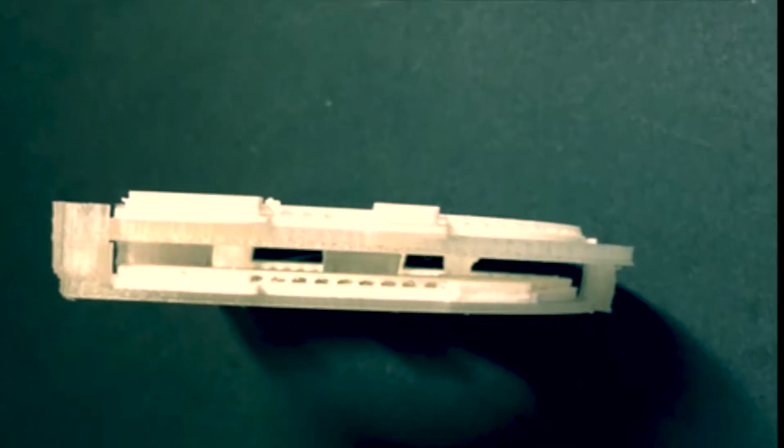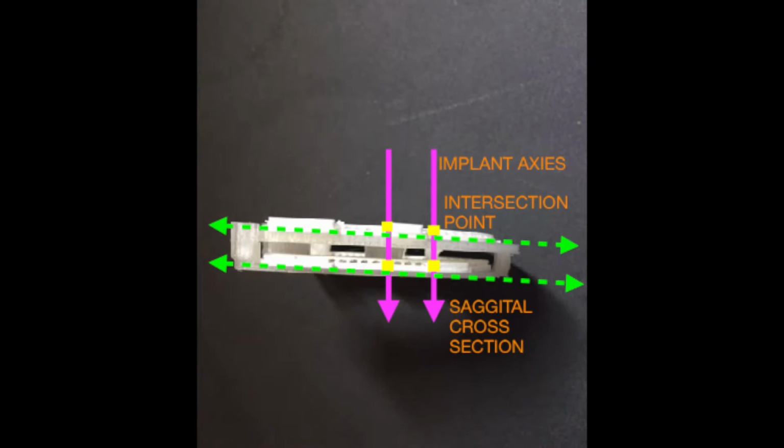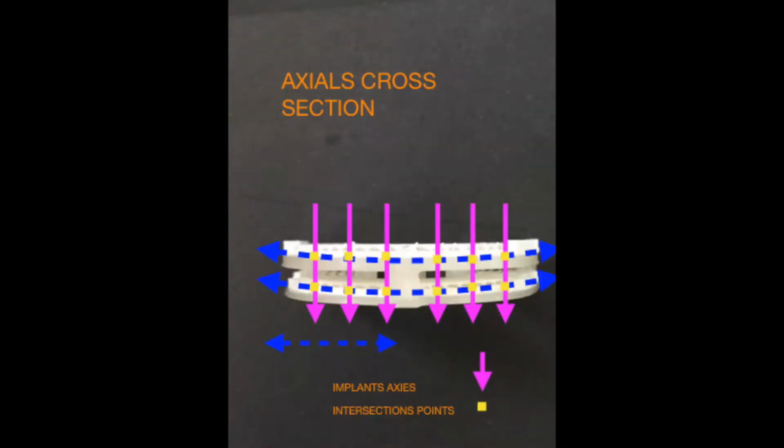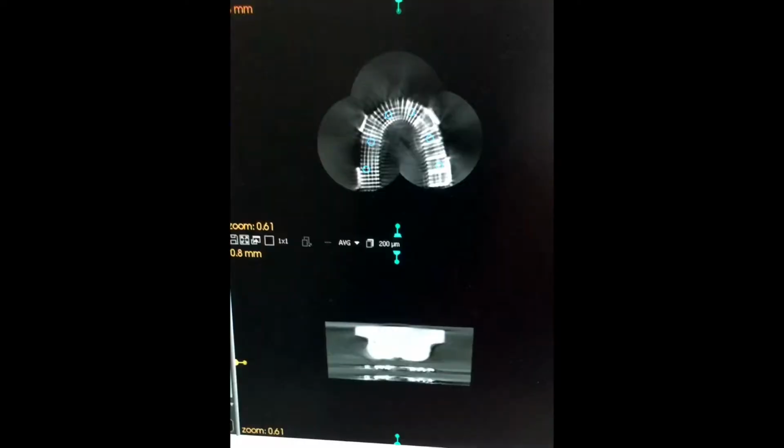Working principle. The purple axes of the implants go through both grills and each in turn make a point, represented here in yellow. These intersection points are identifiable on the axial views seen on the CBCT.